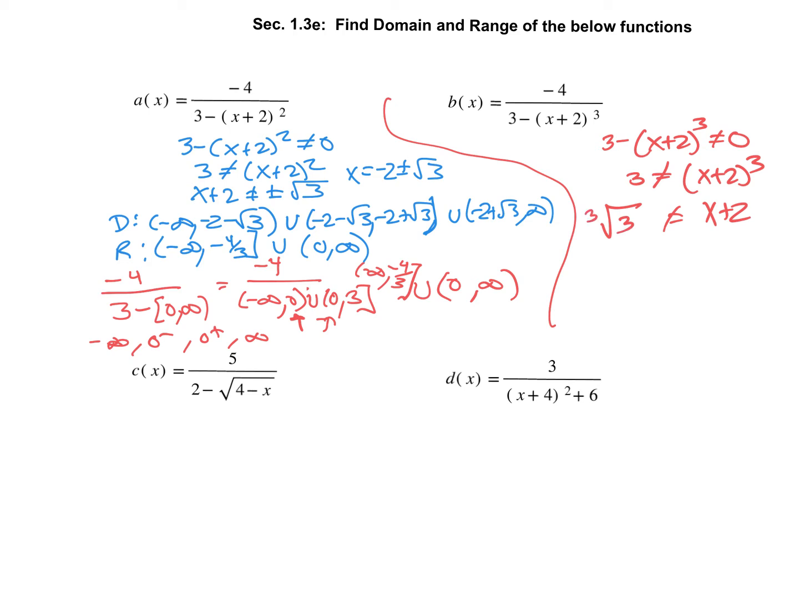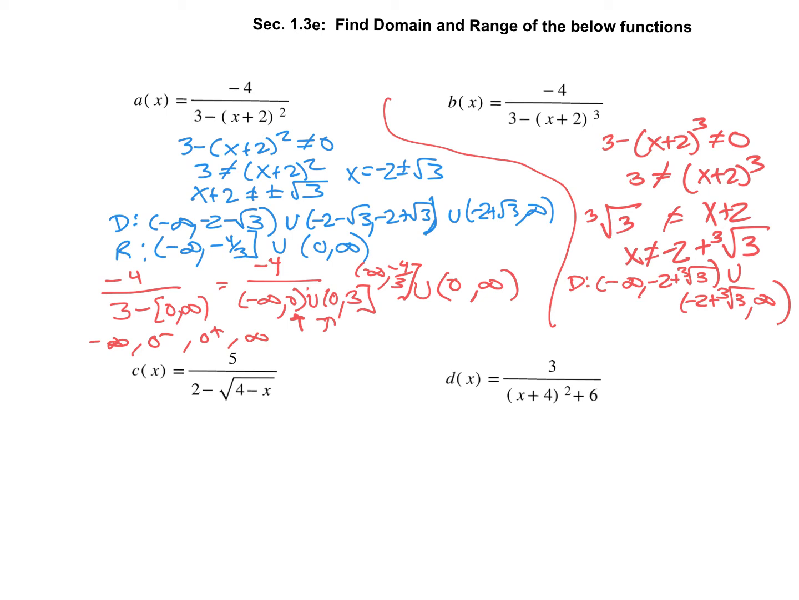And notice there's no plus or minus. When you take an odd root, if it were negative, it's negative. If it's positive, it's positive. So I do not have the plus or minus situation. So x just cannot be negative 2 plus the cube root of 3. So the domain would just be negative infinity to negative 2 plus the cube root of 3 union negative 2 plus the cube root of 3 to infinity. So it just can't be that one value.